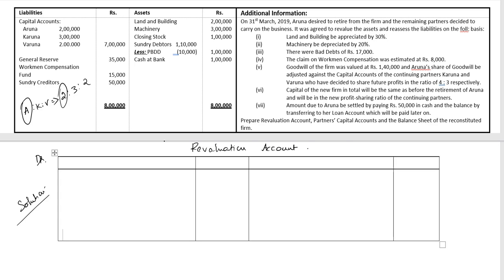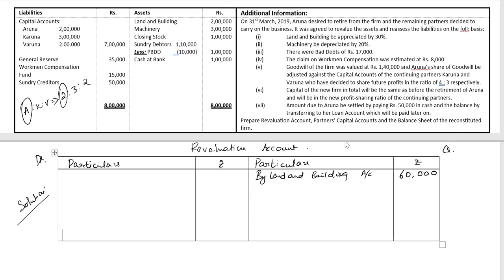Left side debit side and right side credit side. We have particulars, rupees, particulars, rupees. As per the first point, land and building be appreciated by 30%. So by land and building account, 30% of rupees 2 lakh is 60,000 rupees.